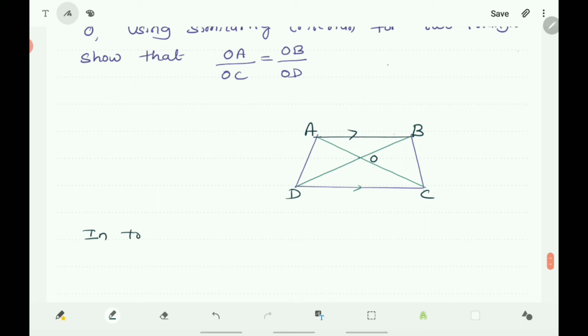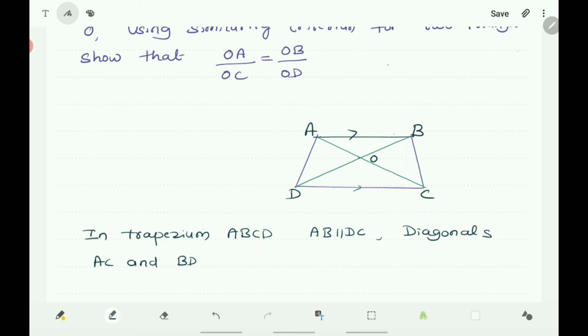In trapezium ABCD, AB parallel to DC, diagonals AC and BD intersect at O. Now we have to prove that OA by OC is equals to OB by OD.